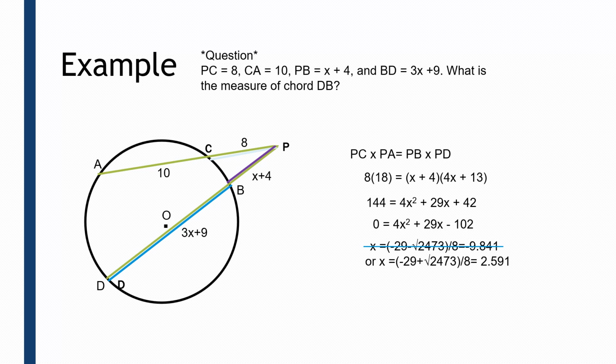So our DB is 3x plus 9, which is 3 times 2.591 plus 9. It's going to be 16.773. This is it.